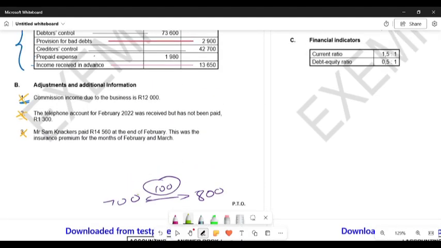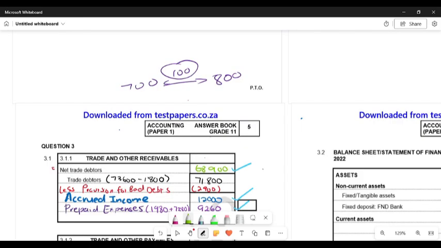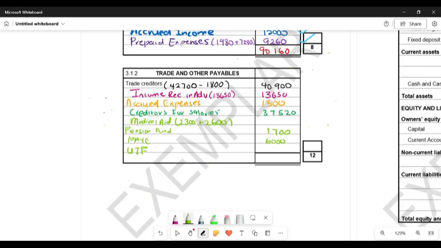Now, UIF: we have a contribution of 480, and my UIF deduction is also 480. So basically 480 times 2. For UIF, it's 480 which is my deductions, and 480 which is my contribution, right? So 480 multiplied by 2 is 960. And lastly, let me add the medical aid amount, 2.3 plus 2.6. This would be equal to 4,900.